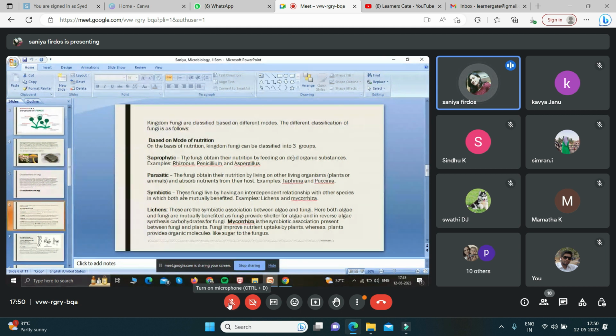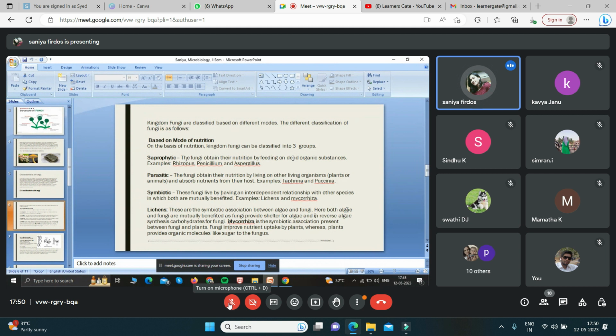If we talk about symbiotic, these fungi live by having an interdependent relationship. That means they are actually mutually benefited. Best example is lichens and mycorrhiza. So these lichens are the symbiotic association between alga and the fungi. Here, both alga and fungi are mutually benefited, as fungi provide the shelter for the alga, and in reverse, alga synthesizes the carbohydrates for fungi.